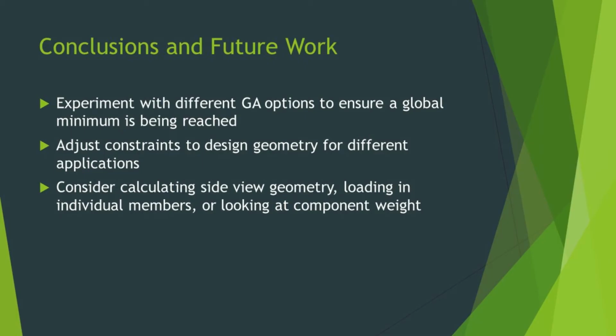So the conclusions to be drawn from this is that it is able to optimize the suspension geometry, but what I'd like to look at is using the different genetic algorithm options to ensure that a global minimum is reached. And then moving on into the future, you can adjust constraints to design geometry for different applications or for different vehicles. And then it can also consider other things such as loading in individual members of the suspension as well as component weight to have possibly a multi-objective optimization function.